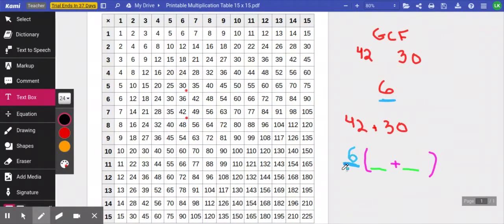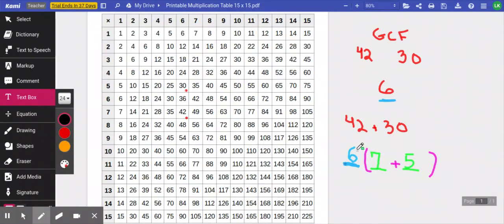Now remember, when I have a number outside parentheses, it means I'm multiplying by the numbers inside of it. So I want to know 6 times what is 42 and 6 times what is 30. For my 42, we were in the 6 table, so I drag my little cursor here, and it's a 7, which means I'm going to put a 7 inside. And then the other one I drag, and it's a 5. So we just factored this.